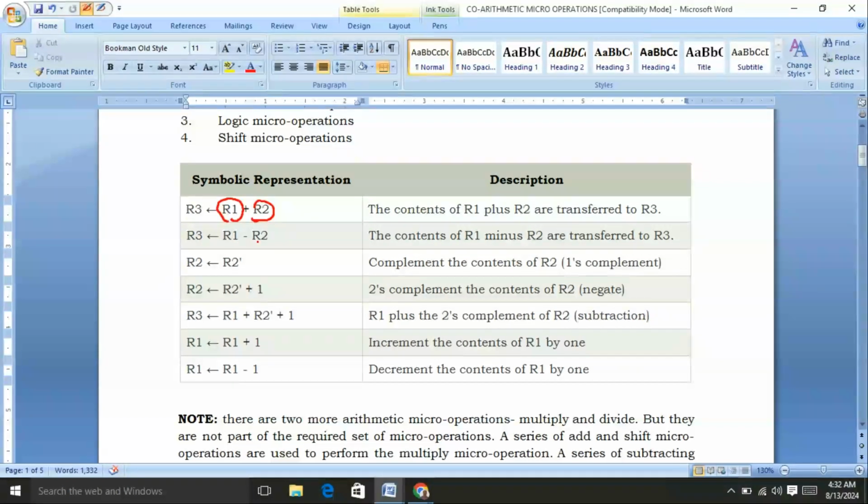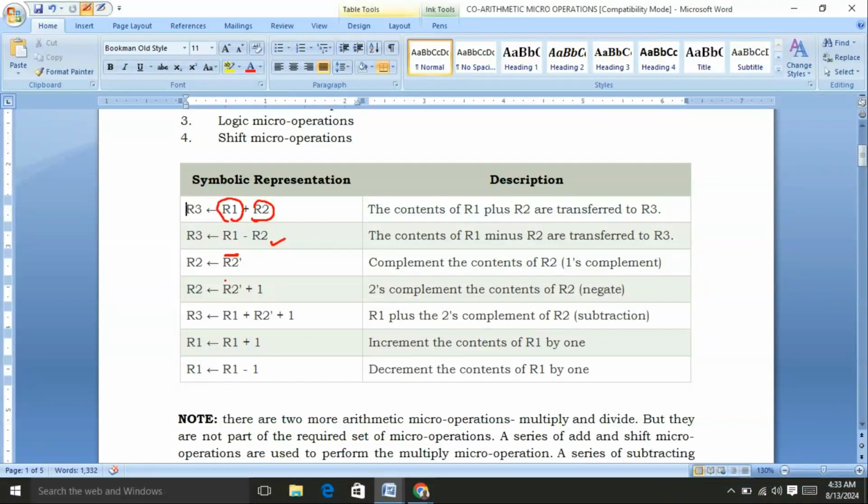Here, the content of R1 minus R2, it is not the subtraction. Please observe carefully. The content of R2 is subtracted from R1 and the result is transferred to R3. Here, this R2 has a small bar on it. This is the complement. R2 is complemented and transferred to the same register. Here we make the line above, and this is simply the one's complement.